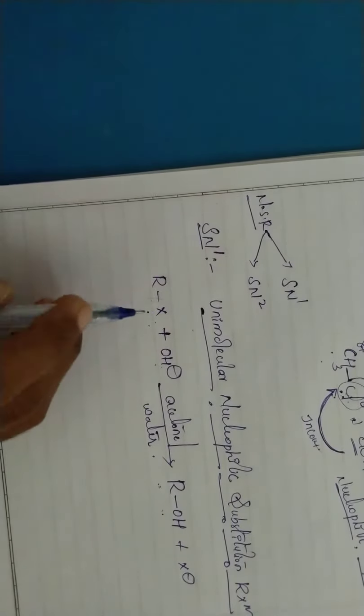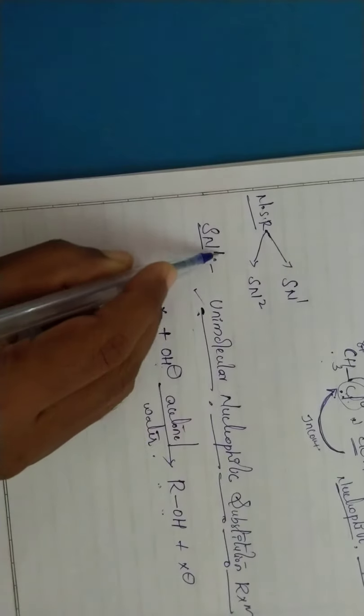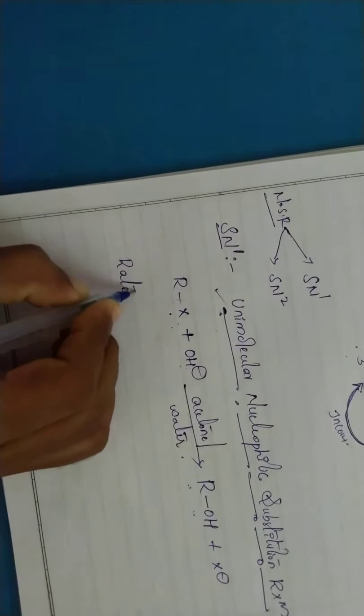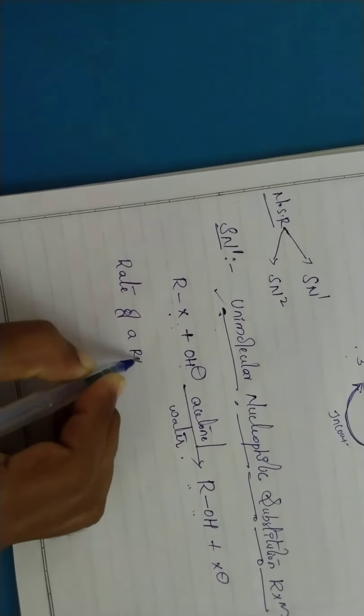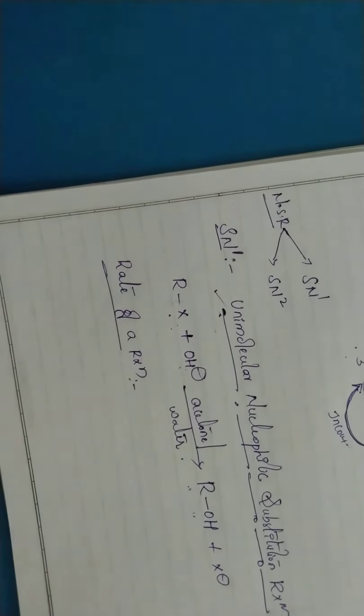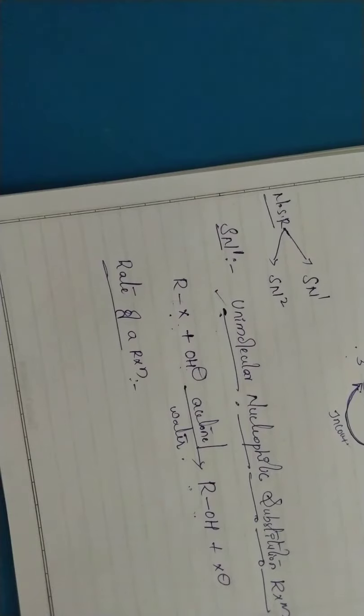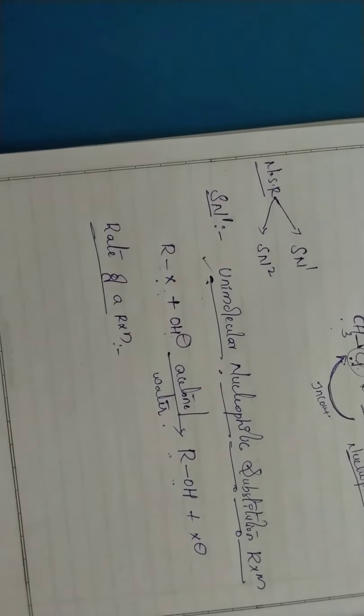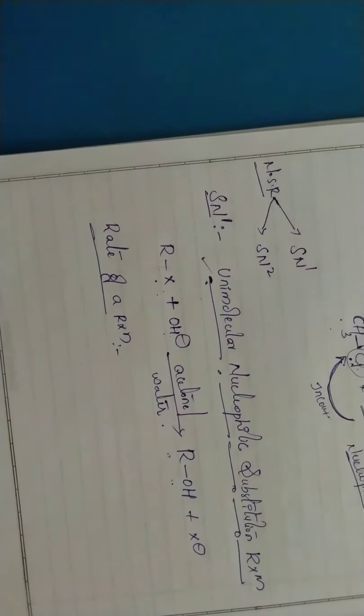Why are we calling this unimolecular? To see why it is one, we have to talk about the rate of a reaction. So in this particular topic we have to learn about the rate of a reaction. What is meant by rate? It is nothing but the speed of a reaction in a given time. That means how much speed there is in the reaction.